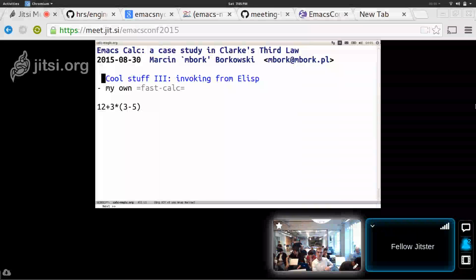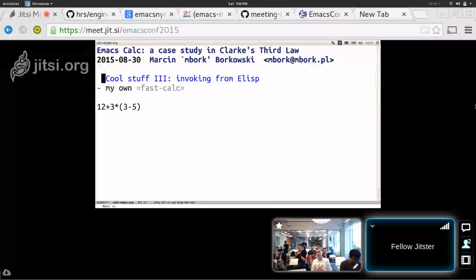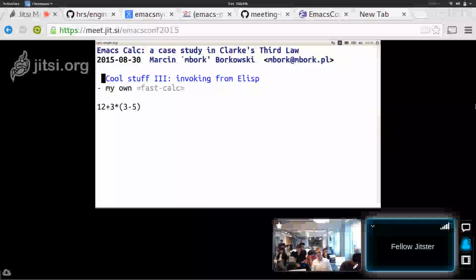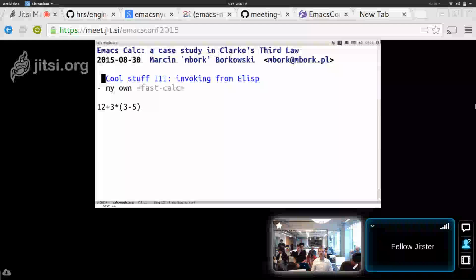Yeah, that was really cool. Thank you so much for listening. This link is an expansion to my IRC channel for people to look at. It's really simple, but it shows that you can use Calc both interactively and from Elisp, which is really cool. Yeah, thanks so much. I had no idea Calc was so cool.